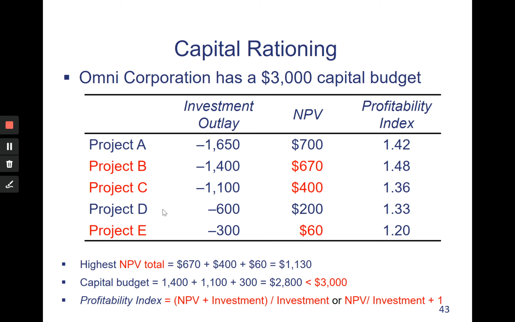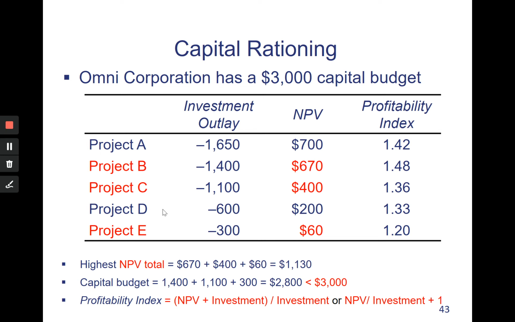All right, if we look at highest net present value, it's project A, 700. But the point of this example is that it's not necessarily the best to take the highest net present value project because our capital is rationed at 3,000, and if we spend 1,650 on the project A, then we won't have enough money to take project B or some other profitable project.